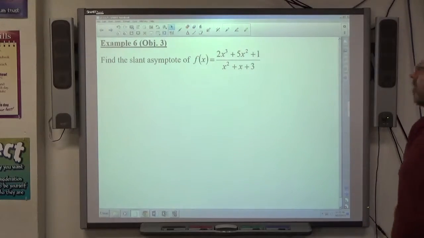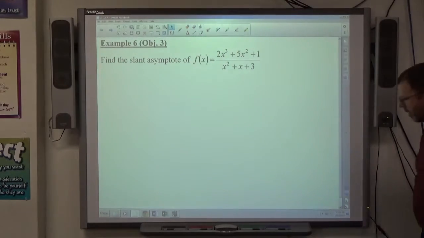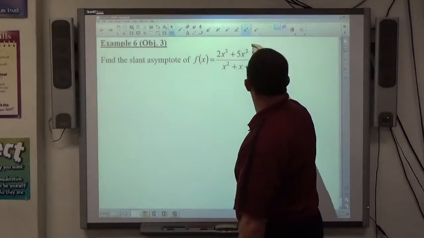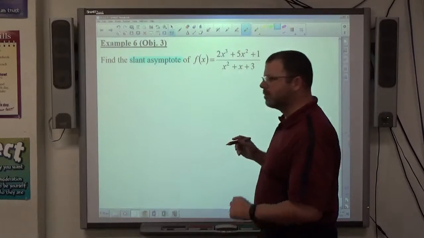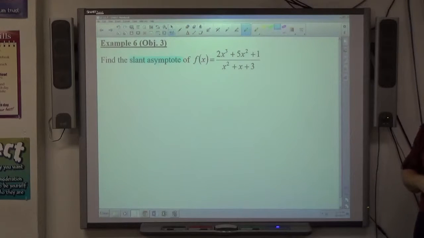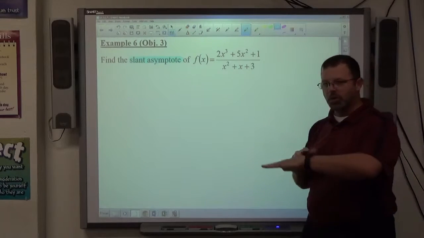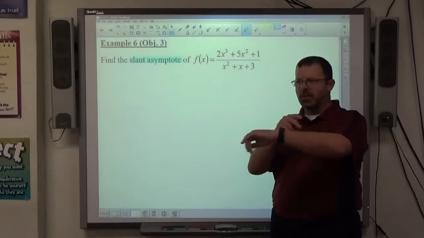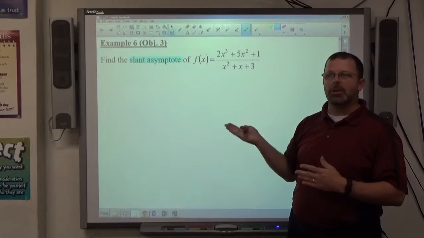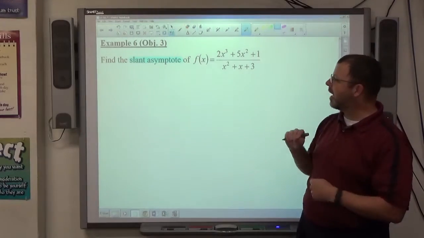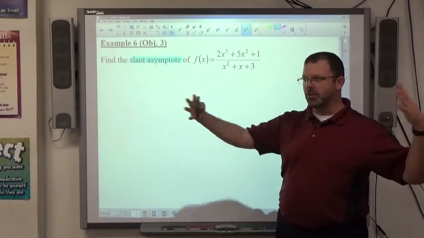Alright, final problem. It says find the slant asymptote, and I was asked about what an asymptote is, just to verify. An asymptote is a boundary of a graph that, for the most part, isn't crossed. Vertical asymptotes are never crossed. Horizontal asymptotes can be crossed near zero, but they're not crossed as you get towards infinity. Same with slant asymptotes. They can be crossed near zero, but not as you go towards infinity.